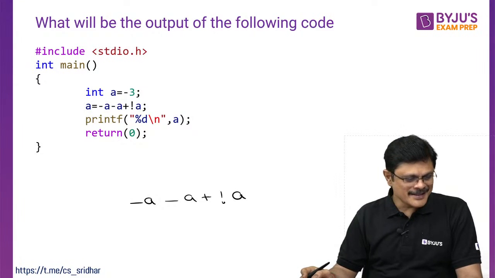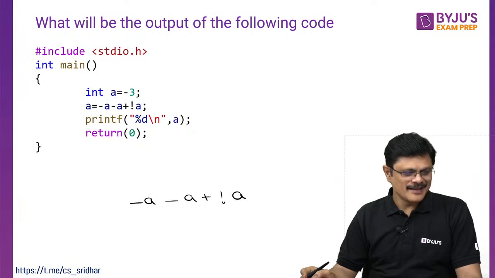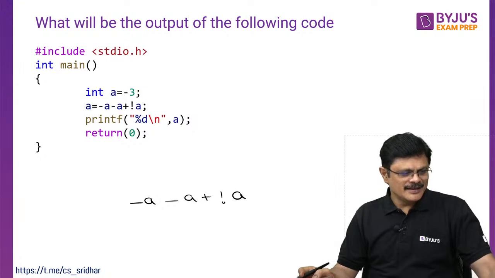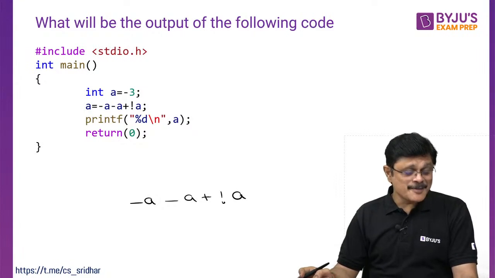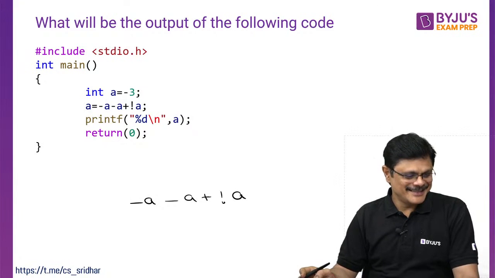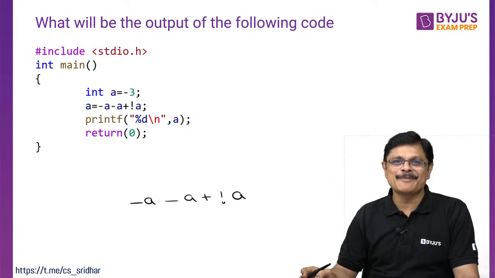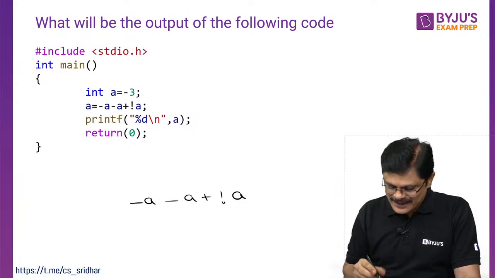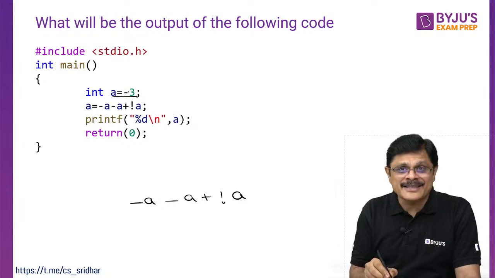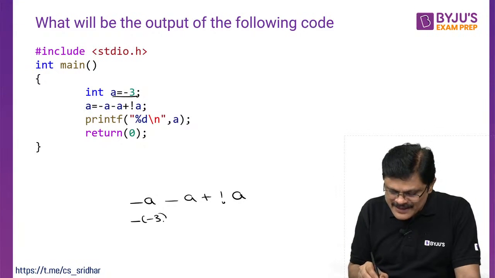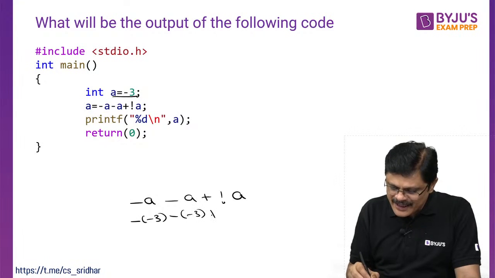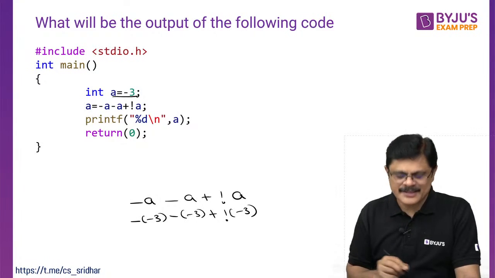Vengi Deshan has given the answer 6. Very good, Vengi. Ashpreet says -6. Some people say plus, some people say minus. Good. Let us see this. A is -3. So here it is minus of -3. Minus of -3, not -3, my dear friends.